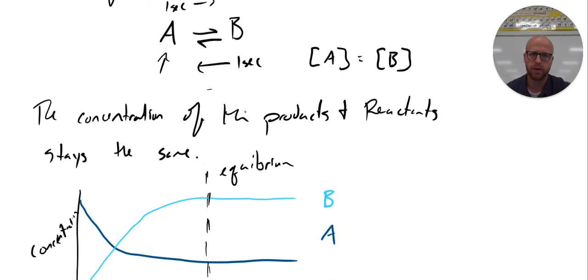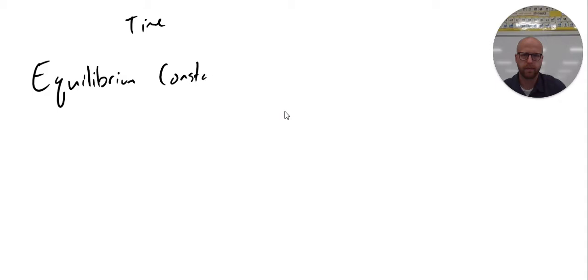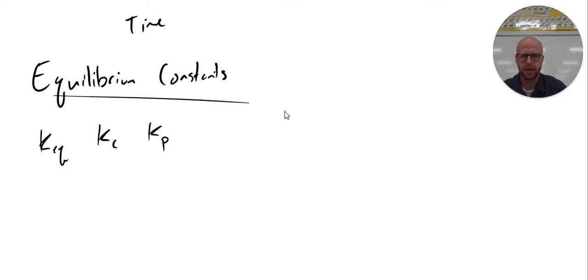So the big thing with this is, well, how do we solve for this? How do we know what the rates are and things like that? Well, what we're going to look at is equilibrium constants. And they can be a lot of things: Keq, Kc, Kp, Ka, Kb, Ksp. All these Ks are equilibrium constants.